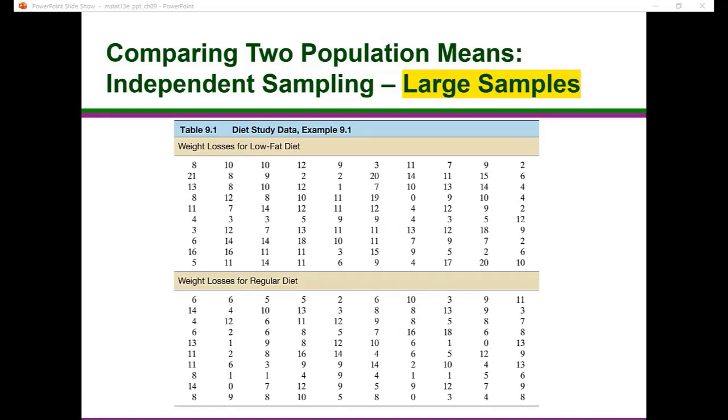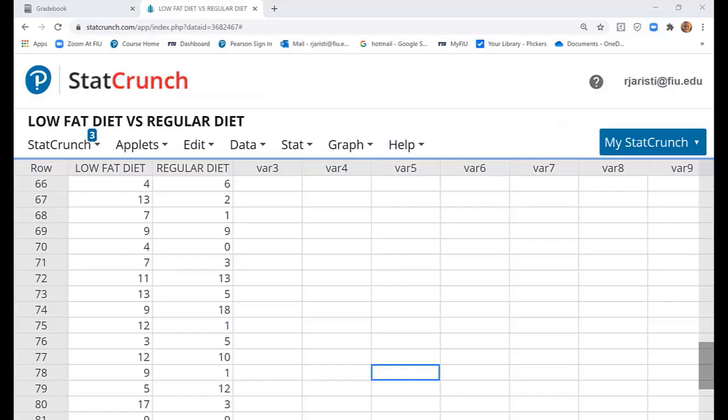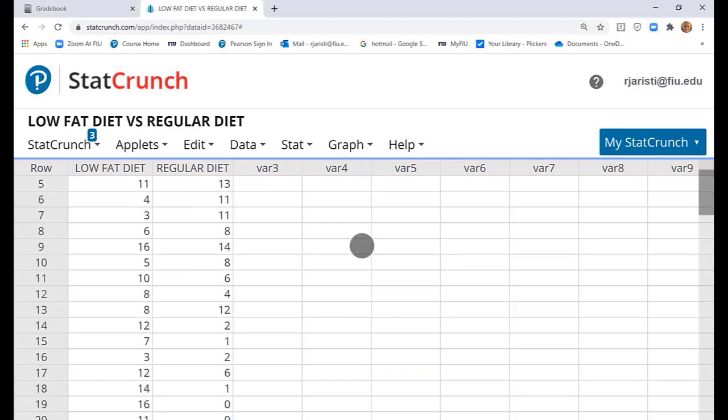Let's do this problem using technology, StatCrunch, in seconds. Let's send this data to StatCrunch. We have to organize our data in two columns because we have two populations. In this column, we have the weight losses for the low-fat diet, and in this other column, the weight losses for the regular diet. For each diet, we have 100 of these people. That is the result, 100.